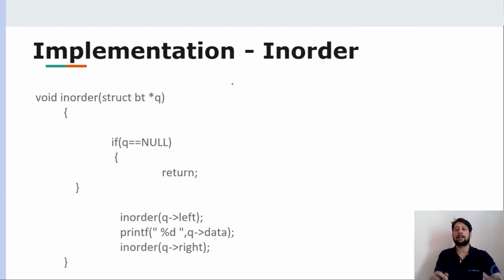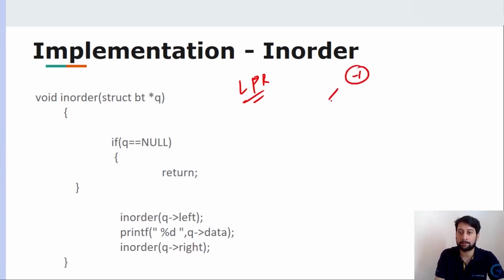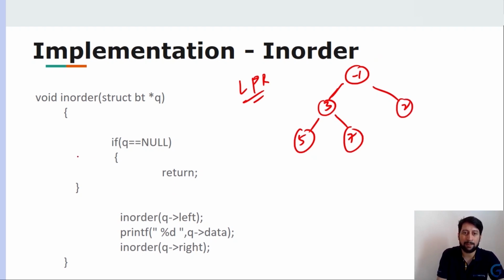So in order is that go on to the left, print the data, go on to the right. So the printing statement will be in between. So left, print and right. Okay. Same tree. -1, 3, 5, 7, and 2. Okay. So now how will we do it? So same stuff, right? So this time around we have said that if q is null, then return. Else we were putting if q is not equal to null. Okay. Now we have L, P, and R.